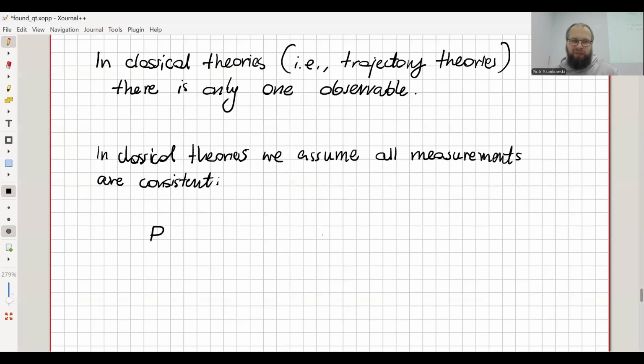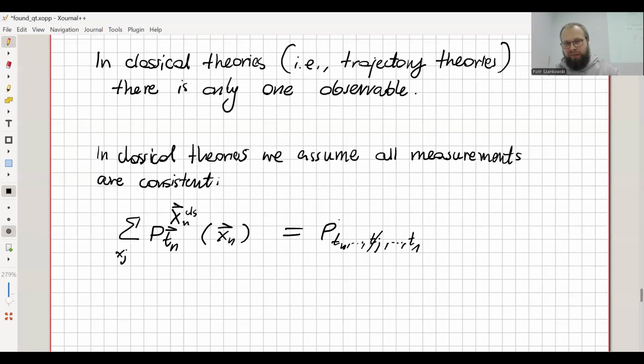That is, if you take the multi-time probability distribution where we are measuring some collection of classical observables, maybe with superscript CLS to denote that we are dealing with classical observables, we assume that we have a consistency relation always satisfied. Classical.